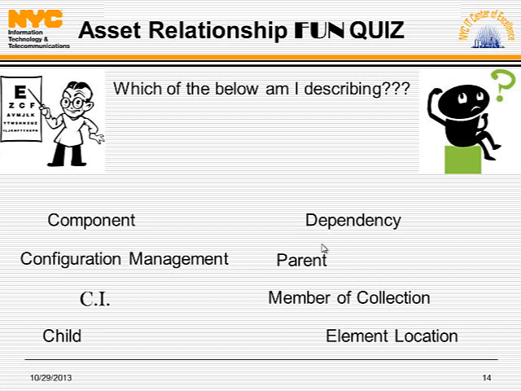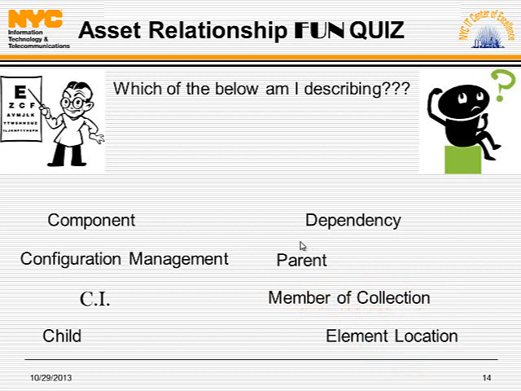Okay. So the first one is: this relationship type defines logical groupings of assets, such as in a network topology. Groupings of assets. Did you get it right? Member of collection. Okay. Very good, if you got it right. Next question.